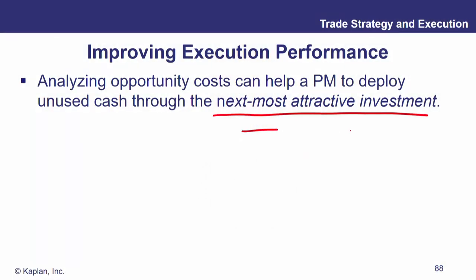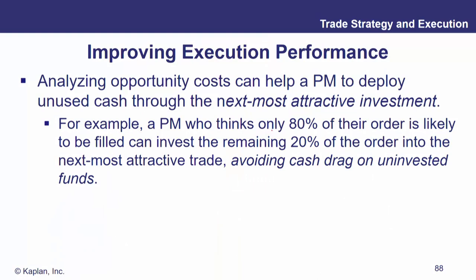So we can help this PM figure out a way to use maybe unused cash. Now, one way to do this, if you couldn't buy all 50,000 shares of that stock I wanted, maybe there's another stock that was the next most attractive. Maybe you could have bought those 10,000 shares you didn't buy and used those proceeds to buy the next most attractive one. So if I think only 80% of the order is likely to be filled, or the trader thinks that, well then go ahead and invest the remaining 20% of that order into the next attractive name.